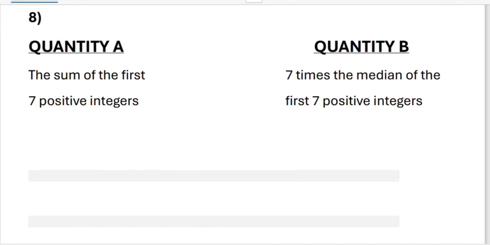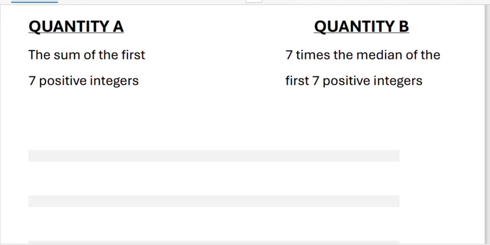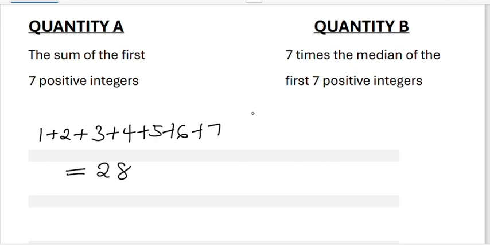So question 8, the sum of the first 7 positive integers and 7 times the median of the first 7 positive integers. So what's the sum of the first 7 positive integers? That is 1 plus 2 plus 3 plus 4 plus 5 plus 6 plus 7, and this is simply 28. What about this?